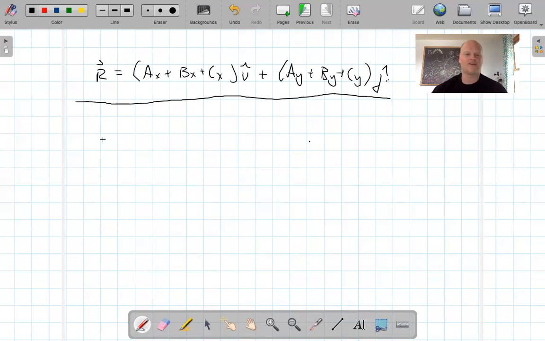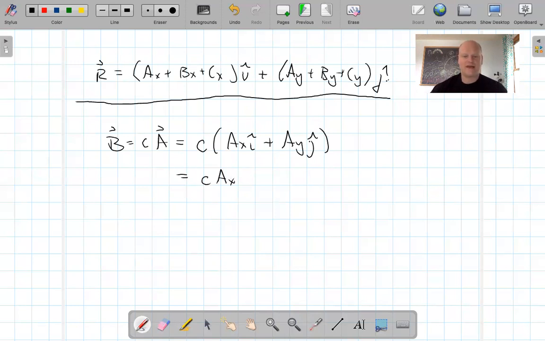So let's go back to multiplication. Again, we defined that the vector b was equal to c times the vector a. So what does that actually mean in terms of components? Now we know this is c times ax in the i hat direction plus ay in the j hat direction. But this is then equal to c times ax in the i hat direction plus c times ay in the j hat direction.